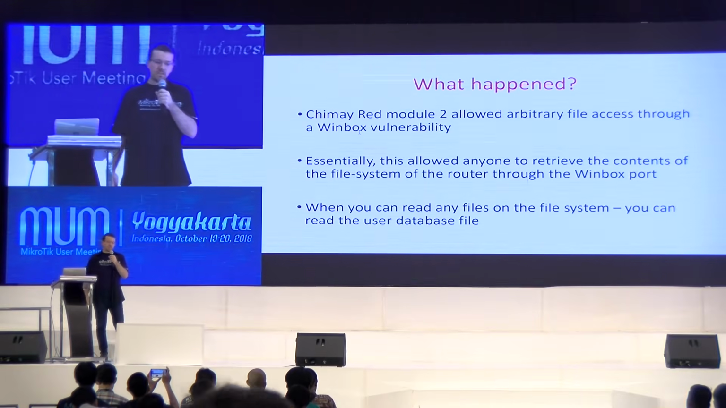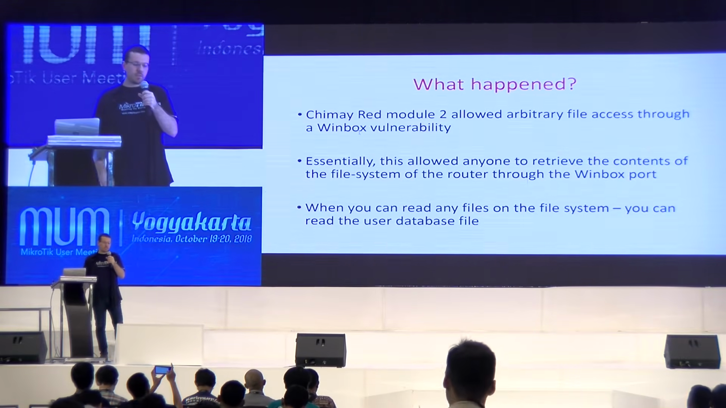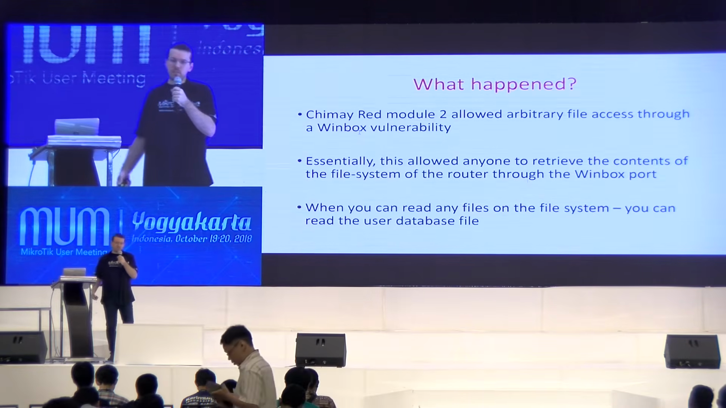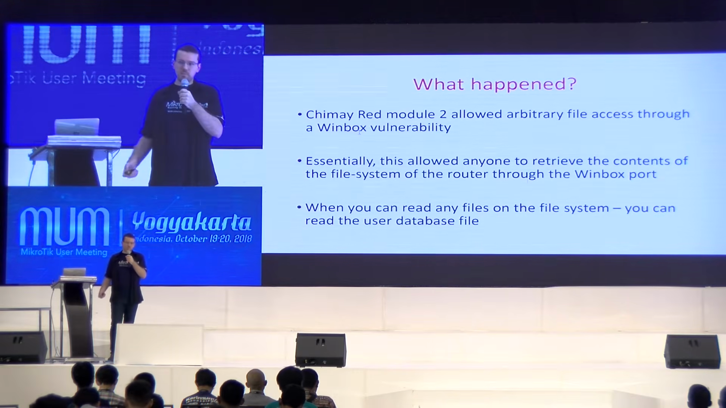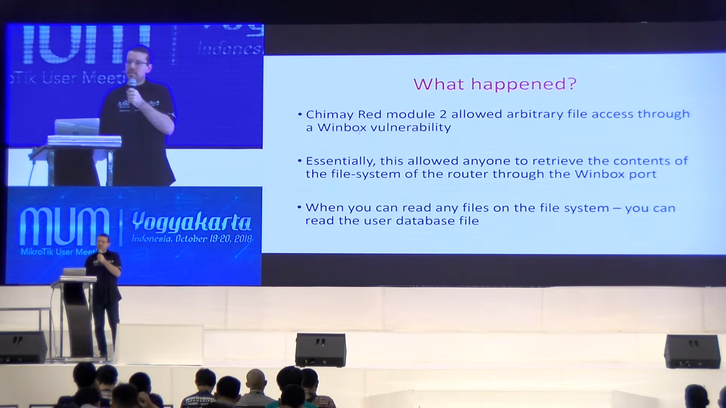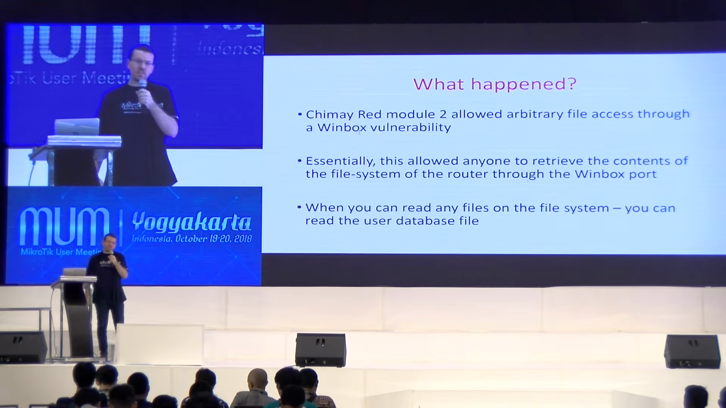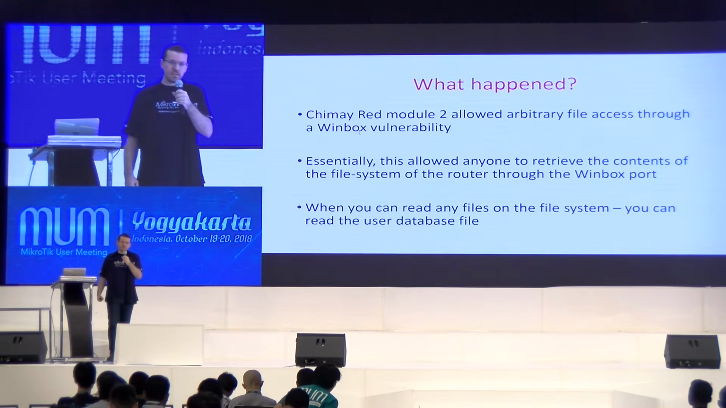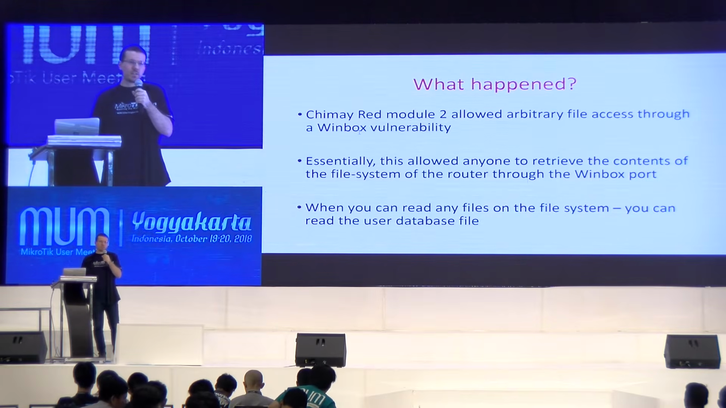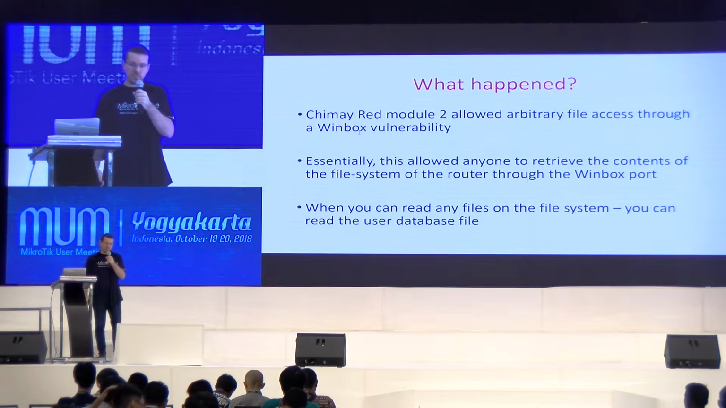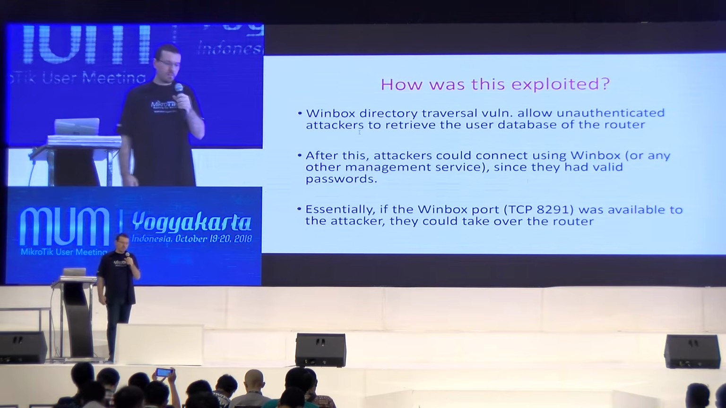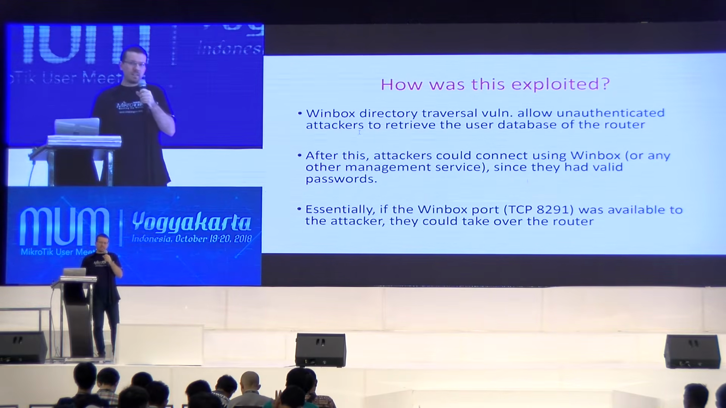So, as we said, ChimayRed module 2 allows arbitrary file access through a Winbox vulnerability. Essentially, this allows anyone to retrieve the contents of the file system of the router through the Winbox port. And when you can read any files on the router, you can read the user database. And the user database contains the credentials to your router. Which means that attackers, simply by seeing the Winbox port, could actually retrieve credentials used to log into your router. So, as you can imagine, this is very serious and very dangerous. So yeah, any unauthenticated attacker, if you didn't secure your Winbox port, could steal your credentials.